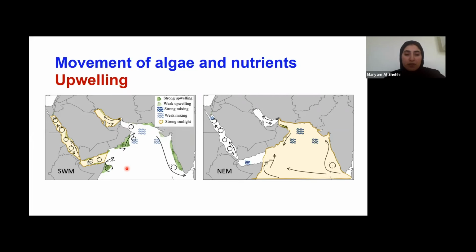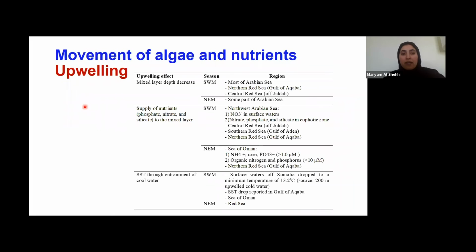And when the nutrients come to the surface, with the availability of sunlight, they can produce the blooms. However, in the northeast monsoon, the upwelling is less strong compared to the southwest monsoon. So the upwelling can affect the mixed layer depth, and upwelling can also supply nutrients such as phosphate, nitrate, silicate to the mixed layer, and it can also affect the sea surface temperature. So we found that upwelling is focused in different regions and in different seasons, as you can see here in the table. And it's also reflecting what is in the map.